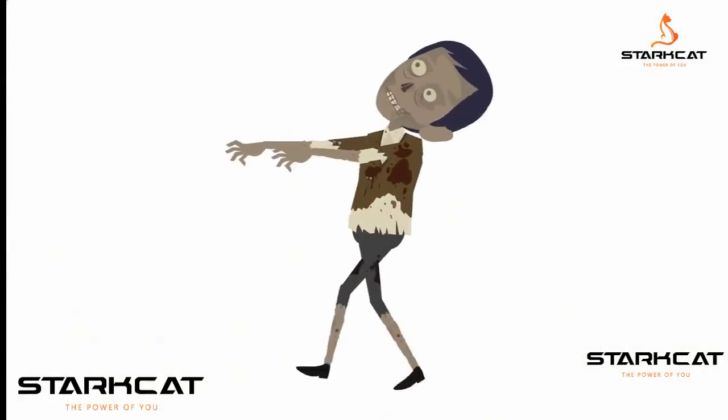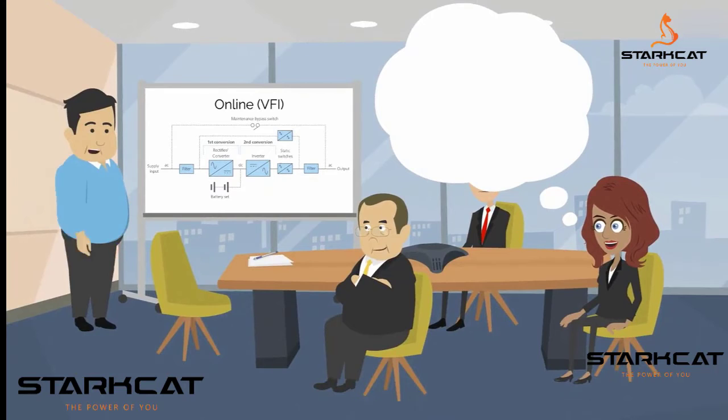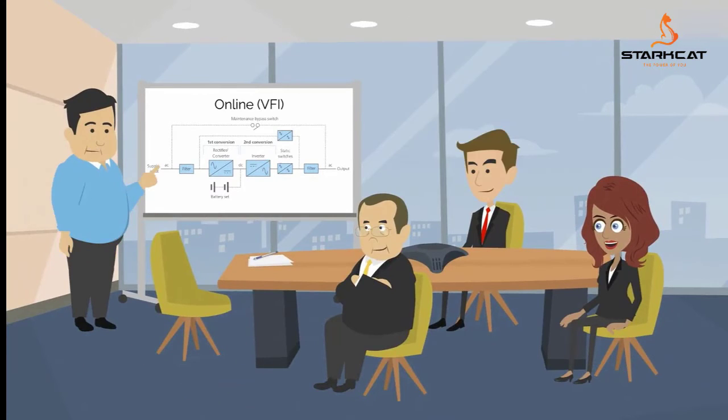Online UPS can typically range from 700 VA to multi-MVA systems. This, coupled with their total power protection, makes them the obvious choice for all critical loads.